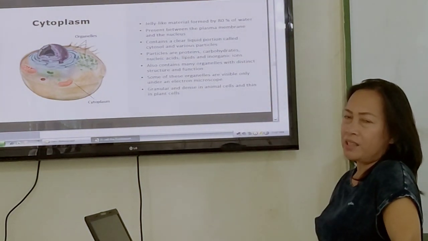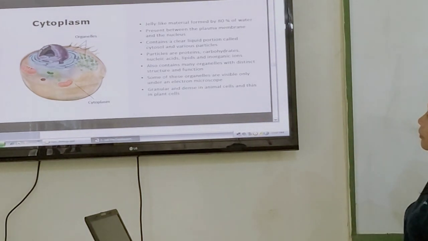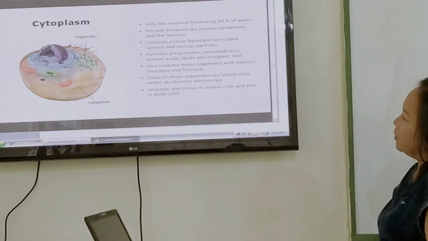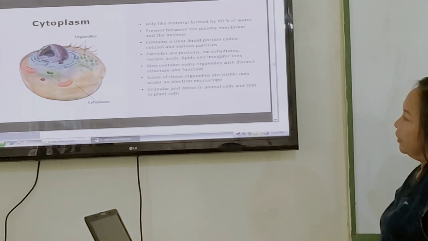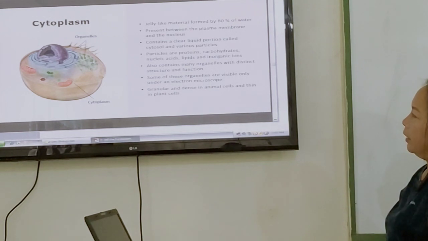The cytoplasmic organelles. And we have here particles. What are these particles present in the cytosol? It could be proteins, lipids, other organic carbohydrates, nucleic acids, okay? And they may also contain organelles with distinct structure and function. We'll be discussing them. And some are said to be visible under the microscope.